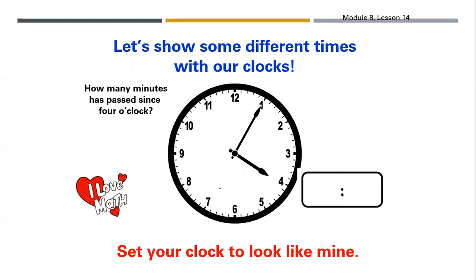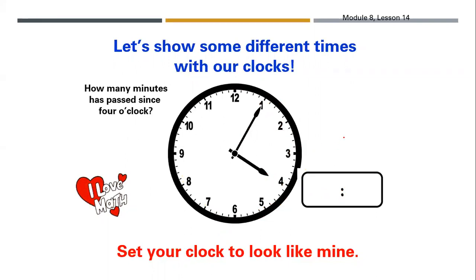Okay, I'm going to show you what's called an analog clock, and also I'm going to create a digital clock, like on an alarm clock or something. I'm going to write it out that way. So how many minutes has passed now that we're at the 1? 5 minutes, right? I want you to set your clock to look like mine as we're working our way around. We're only going to be moving the minute hand, and the hour hand is just gradually going to move.